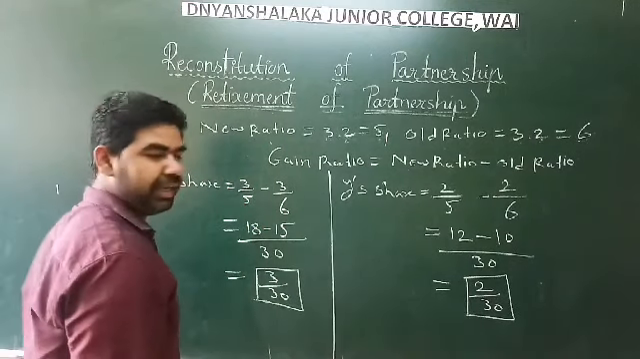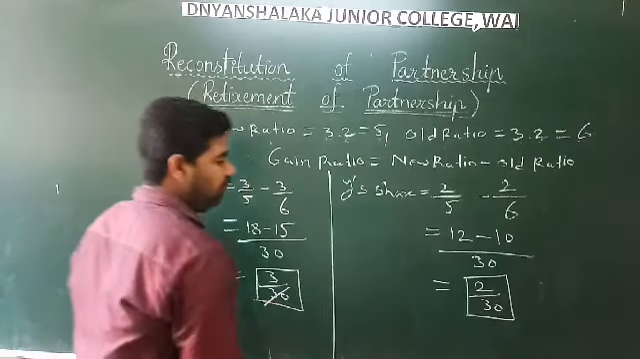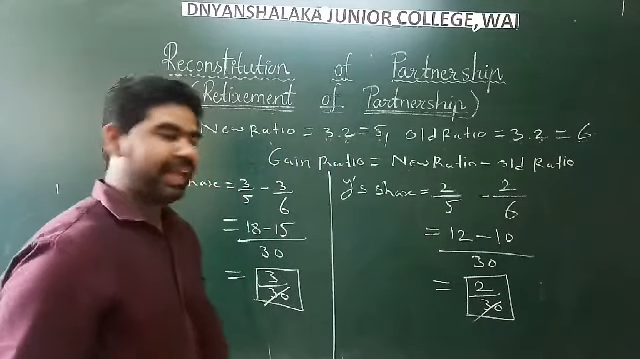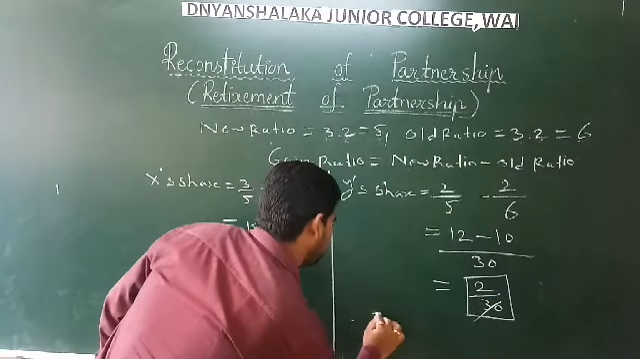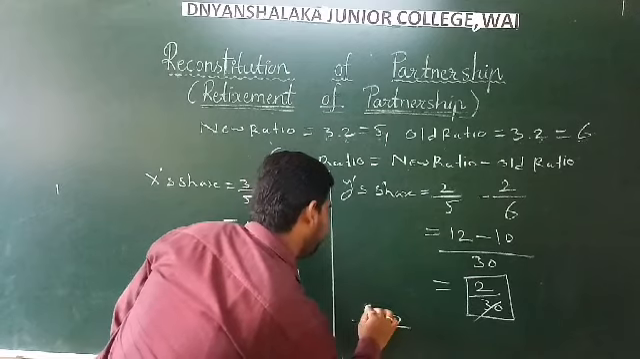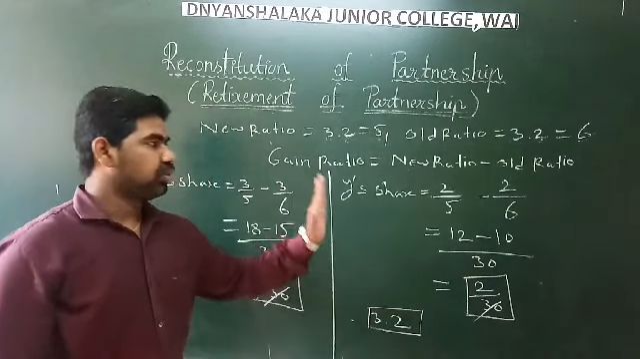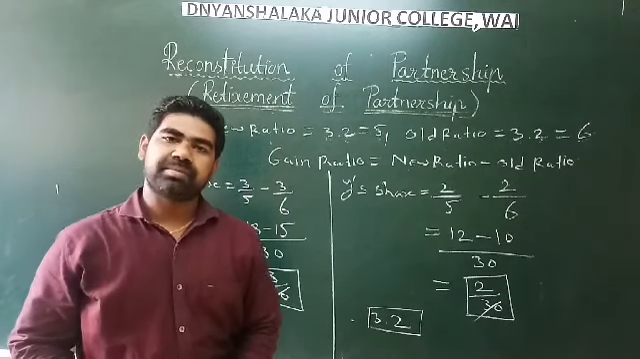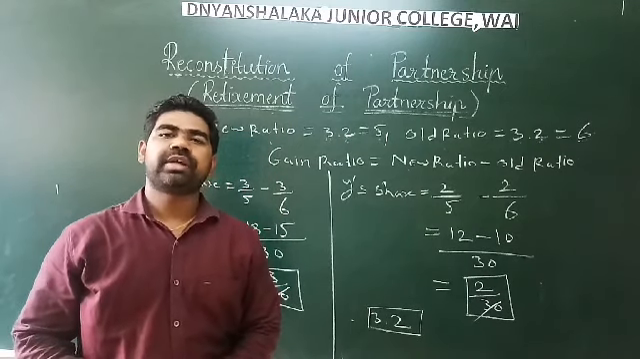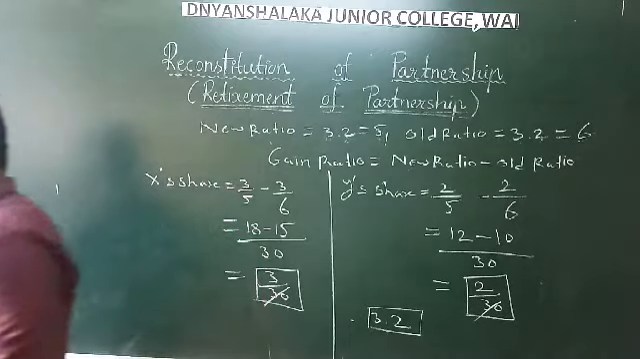सो हम लोग सिंपली क्या करेंगे, डिनोमिनेटर अगर हमारा सेम है तो हम इस 30 को इस 30 के साथ कैंसिल करेंगे, तो कितना बचा, सो 3:2 ये क्या हुआ अपना गेन रेशियो. सो इस टेक्निक का यूज करके हमें इस हिसाब से जो गेन रेशियो है वो गेन रेशियो कैलकुलेट करने पड़ेंगे.